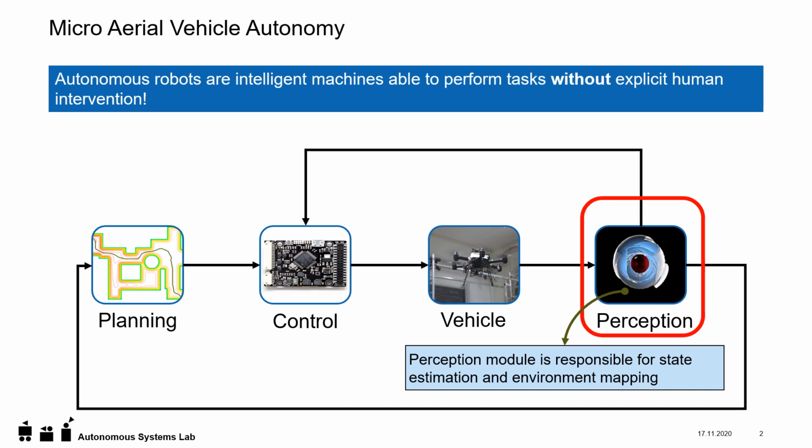In this second part, we talk about how to make these autonomous robots that are able to perform tasks without explicit human intervention. To do so, at least two more big modules are necessary. The first one is the perception module that is responsible for state estimation and environmental mapping. The second one is the planning module, which plans feasible paths such that the vehicle is not endangered and can fulfill its mission.